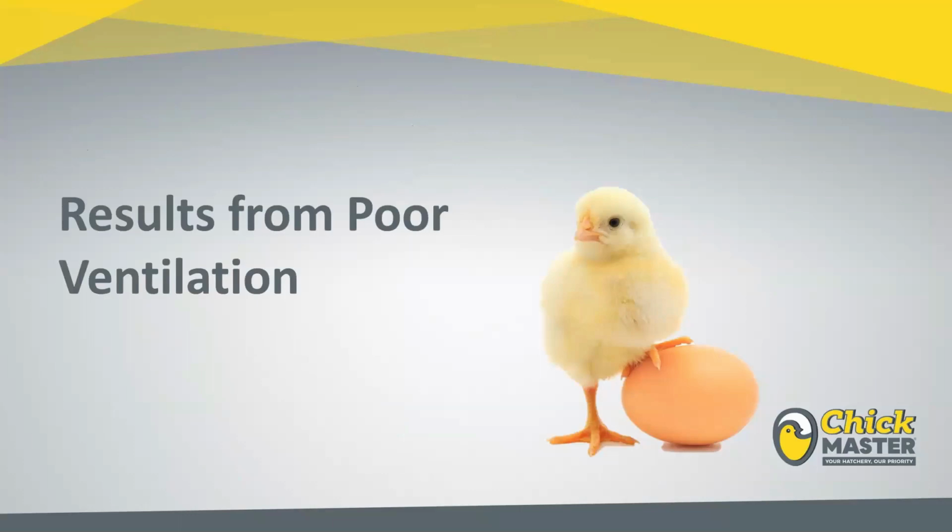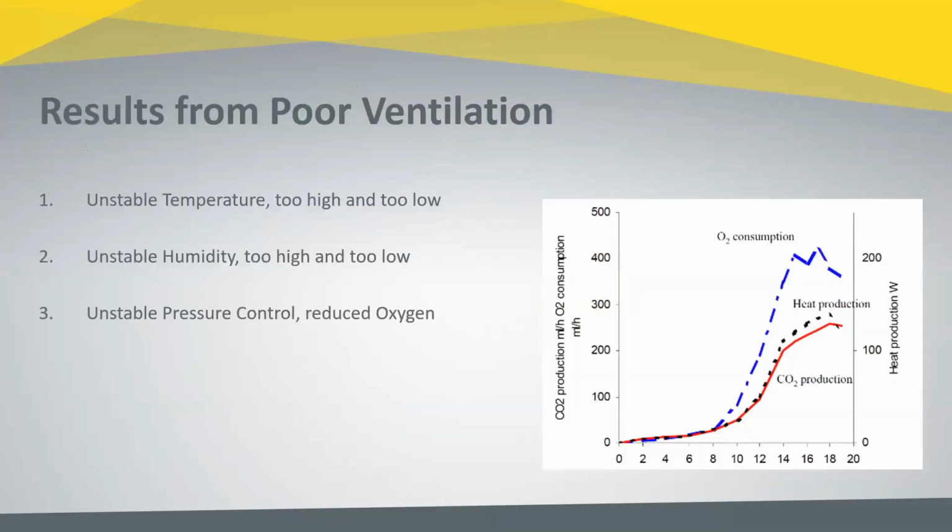So let's talk about some results from poor ventilation. When we look at some of the things that are a byproduct of poor ventilation, we see unstable temperatures, oftentimes too high and too low, unstable humidity, too high and too low, and then we also see unstable pressure control, which leads to reduced airflow or reduced oxygen.